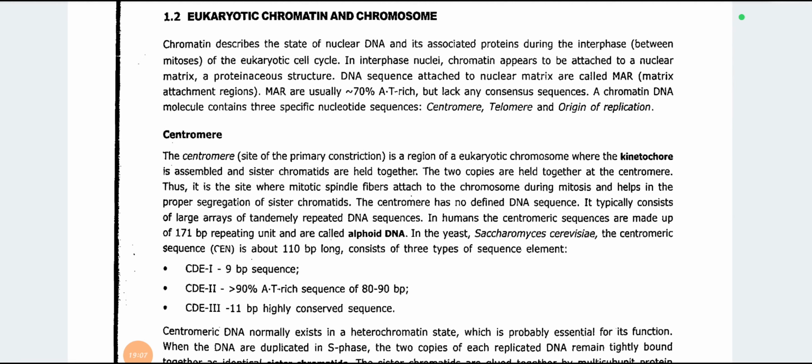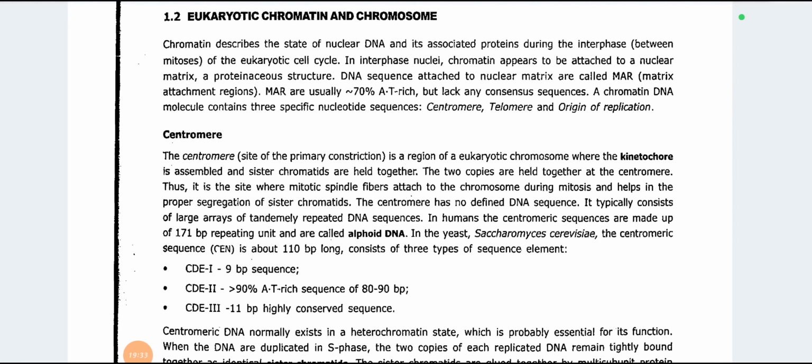So next is eukaryotic chromatin and chromosome. First of all, what is chromatin? Chromatin describes the state of nuclear DNA and its protein. Okay, DNA plus protein during interphase between mitosis of the eukaryotic cell cycle. So in interphase nuclei, chromatin appears to be attached to the nuclear matrix, which is a proteinaceous structure.